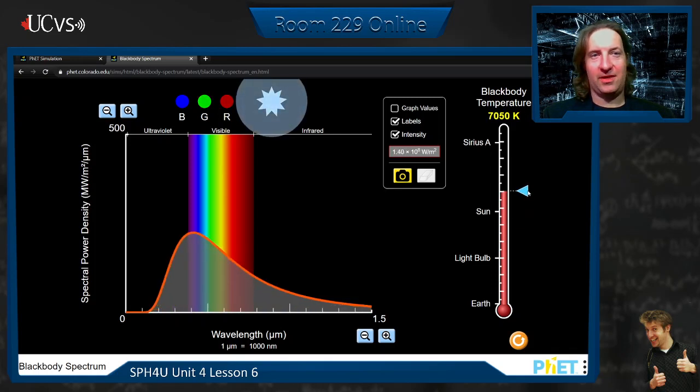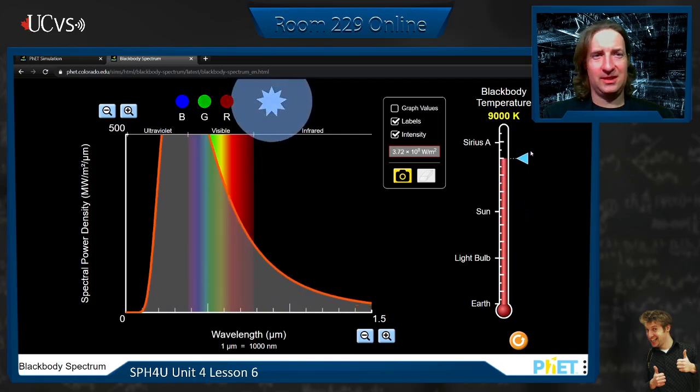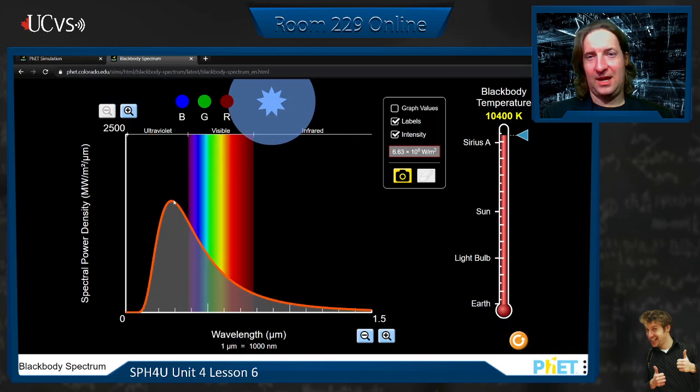So when we have 7,000 or so, it's very, very blue because we've pushed our distribution farther and farther into the blue part of the spectrum. Once we get down to colder temperatures, it's mostly in the reds. Okay, so this is how white balance depends on temperature. And then once we get even hotter, super 10,000, we are now in the ultraviolet type color.